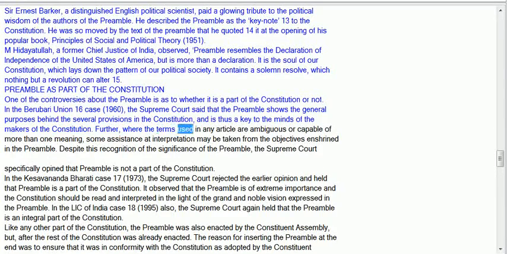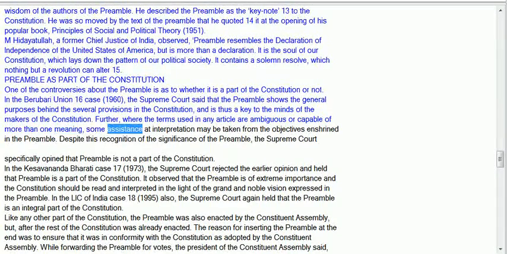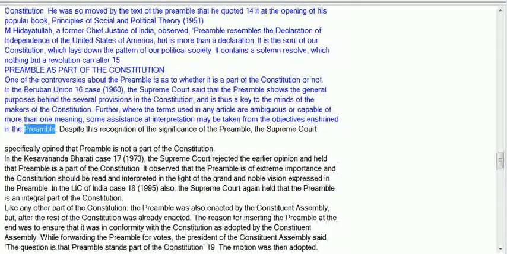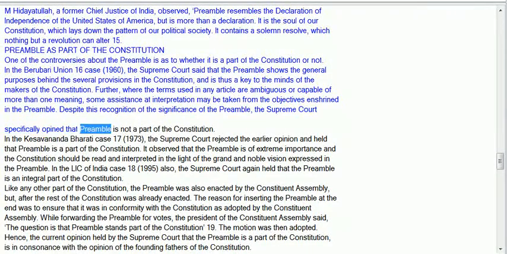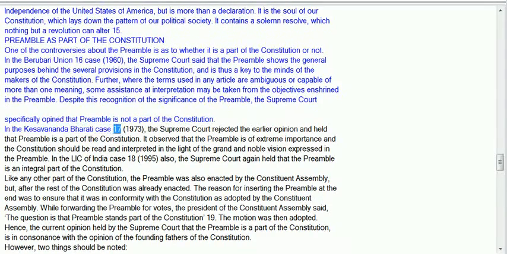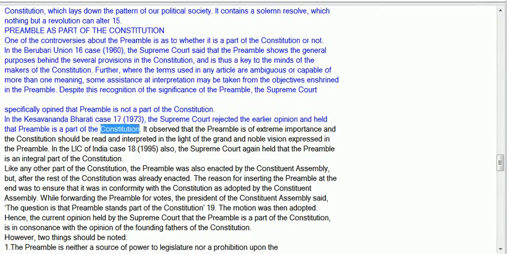Further, where the terms used in any article are ambiguous or capable of more than one meaning, some assistance at interpretation may be taken from the objectives enshrined in the preamble. Despite this recognition of the significance of the preamble, the Supreme Court specifically opined that preamble is not a part of the Constitution. In the Kesavananda Bharati Case, 1973, the Supreme Court rejected the earlier opinion and held that preamble is a part of the Constitution.